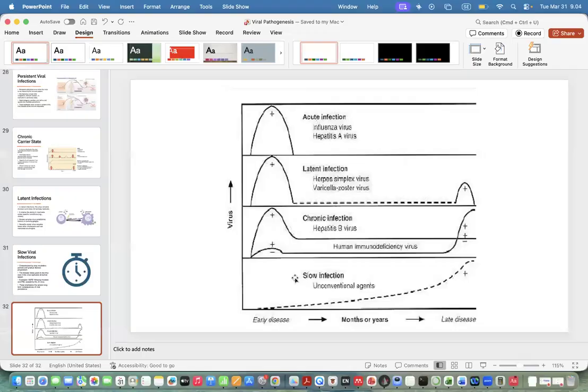Okay, guys. So this has been viral pathogenesis. Is there anything you want me to go over or explain, or any interesting questions you want to ask? Please let me know.